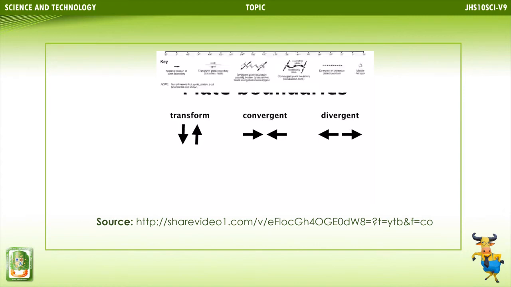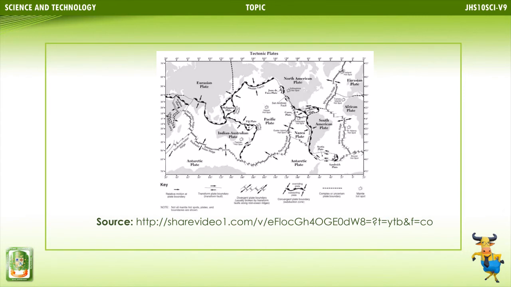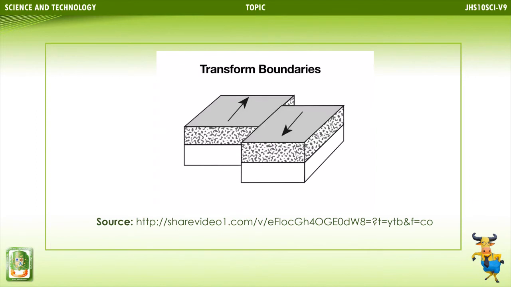So let's go into some examples here. Okay, I'm going to be alluding back to this chart. This is a map in your reference tables that shows plate boundaries. So keep that handy as you're continuing to learn about this. Let's start with transform boundaries. So these are the boundaries where plates slide past one another.